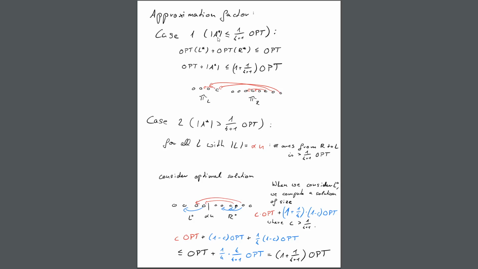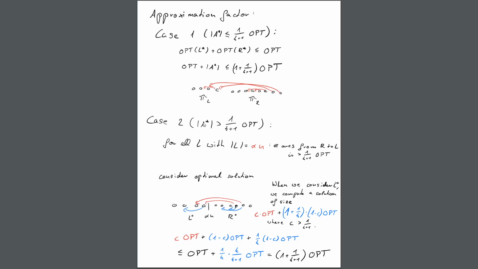In the first case, where A is small, note that we computed the solution for L star optimally, for R star optimally, and the number of backward arcs is the size of A star, which is 1 over k plus 1 opt. The solutions for L star and R star combined are, of course, at most the feedback arc number because this is a subgraph of the original graph. So our solution is at most opt plus the size of A star, which is a 1 plus 1 over k plus 1 approximation. So in this case, we are good.